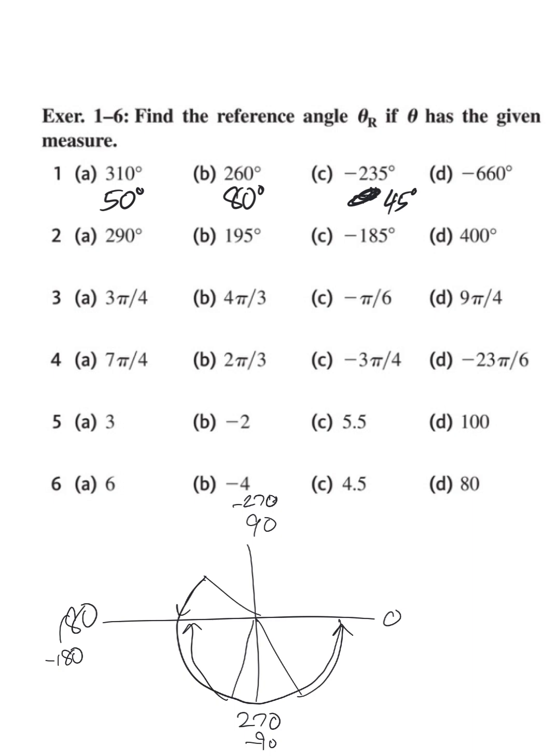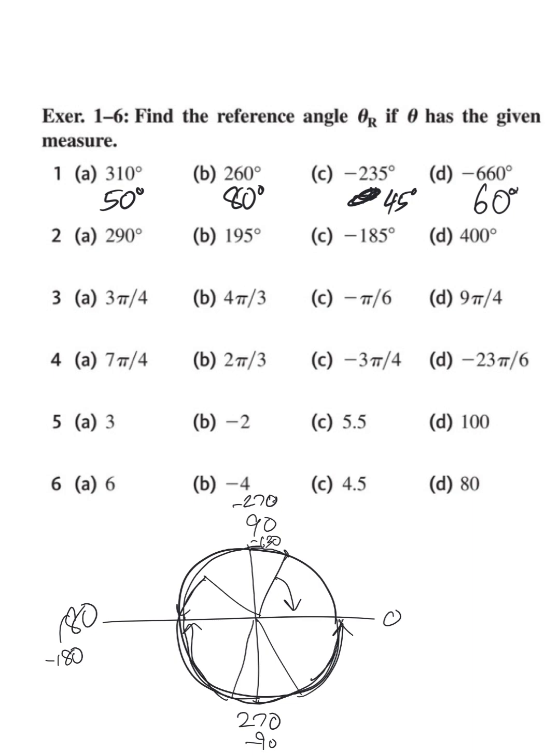And then negative 660. Oh, here we go. So we go around negative 360. Okay, and then 90 more is 450. 90 more is 540. 90 more is 630. So that's negative 630. And then we got to go 30 more, which means the reference angle is going to be 60. So reference angles are never negative. All right, let's keep going.